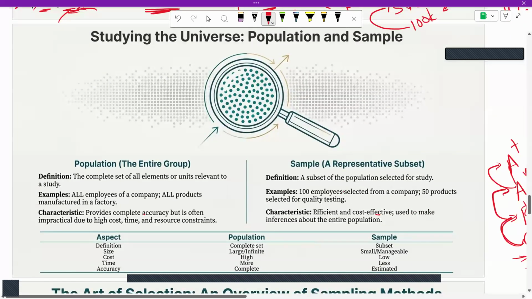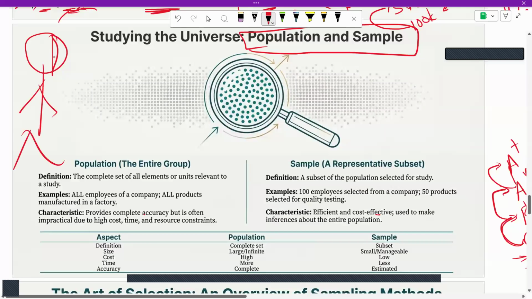Population and sample. In the first class, we discussed in detail what population and sample are. I used an example to explain this: human body blood, 6 liters of blood, and 5 ml of blood for a medical test.